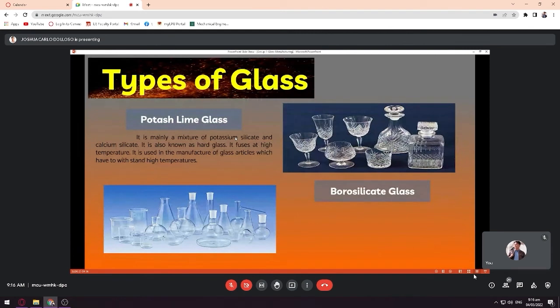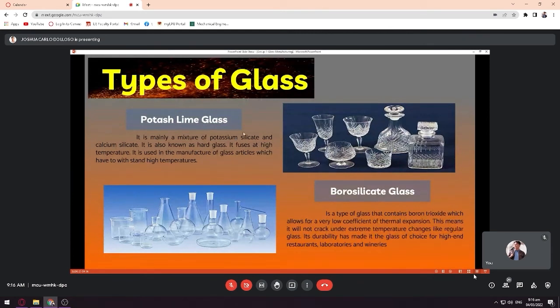So the next is potash lime glass. Potash lime glass is similar to soda lime glass except that it has a higher melting point and can withstand high thermal stresses. It is mainly a mixture of potassium silicate and calcium silicate. It is known as hard glass. It fuses at high temperature. It is used in the manufacture of glass articles which have to withstand high temperatures.